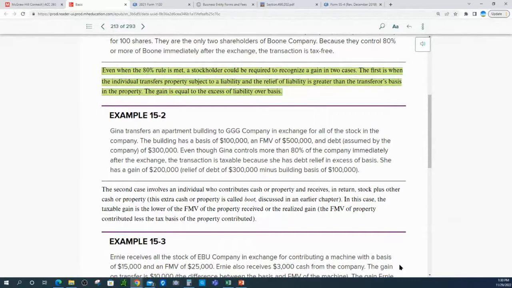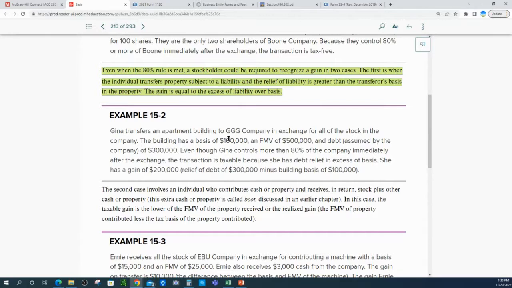Now we've got Gina. So Gina transfers an apartment building to GGG Company. In exchange, she gets all of the stock in the company. Okay, so she owns it 100%, right? The building has a basis of $100,000, fair market value of $500,000, and a liability of $300,000.